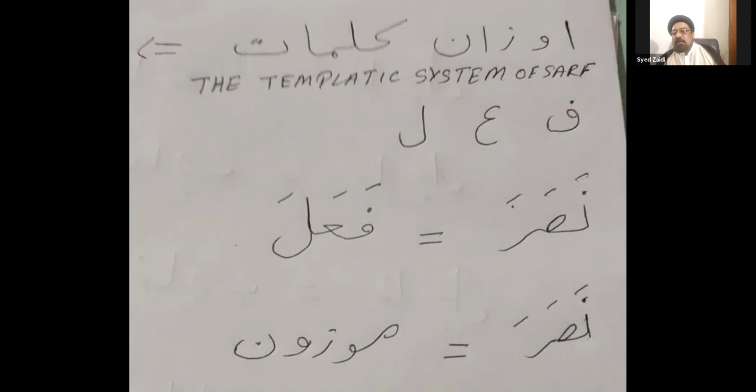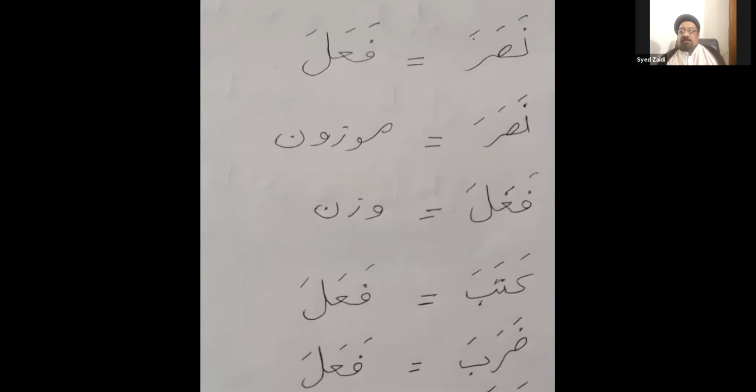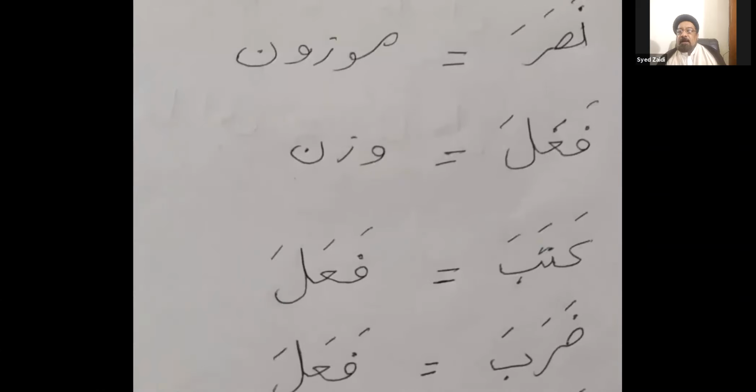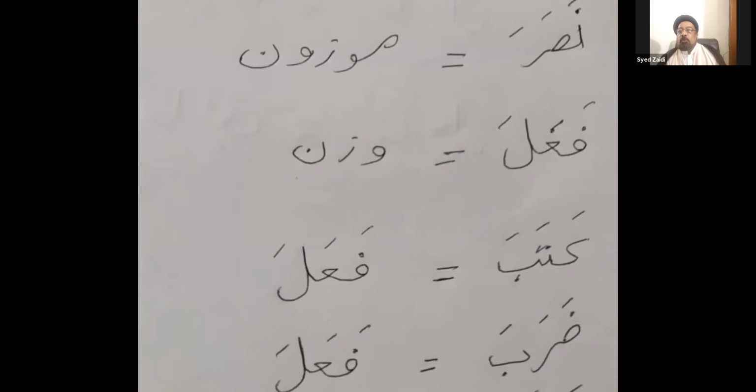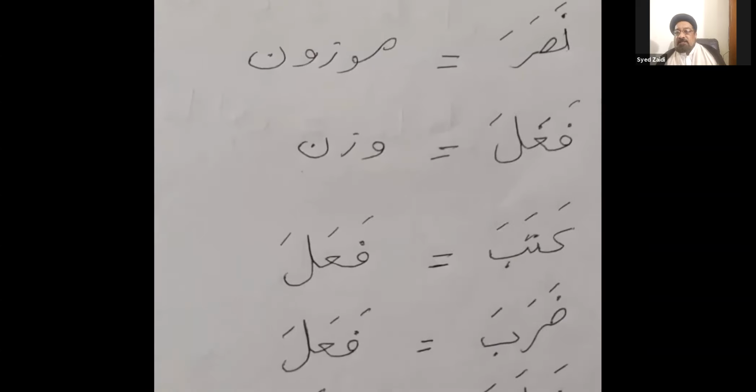We could have used the word like nasara; we could have said nasara is equal to kataba or daraba, instead of fa'ala. But we don't do that in Arabic, we don't do that in Sarf. In the templatic system, what we have to do is put all of the words, whether they belong to ism or to fi'al, which are the verbs, into a single scale.